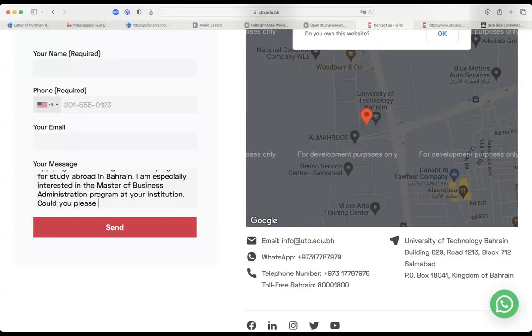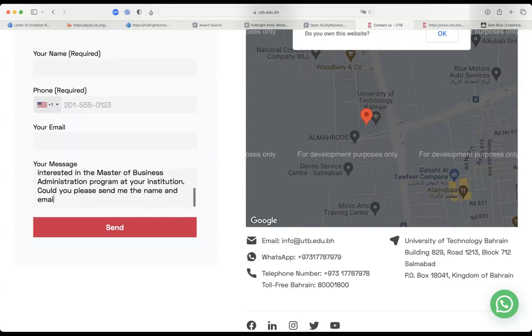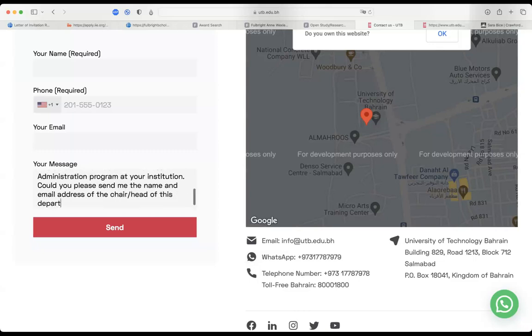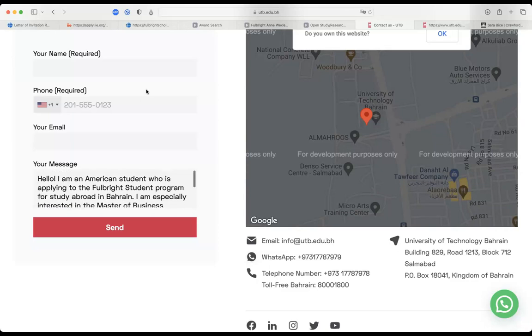Could you please send me the name and email address of the chair/head of this department? And you can write this many different ways, but this is finding out, okay, who's in charge of that? And they might refer you to a dean, they might refer you to a specific professor, they might tell you, oh, there's no one in that role as well.